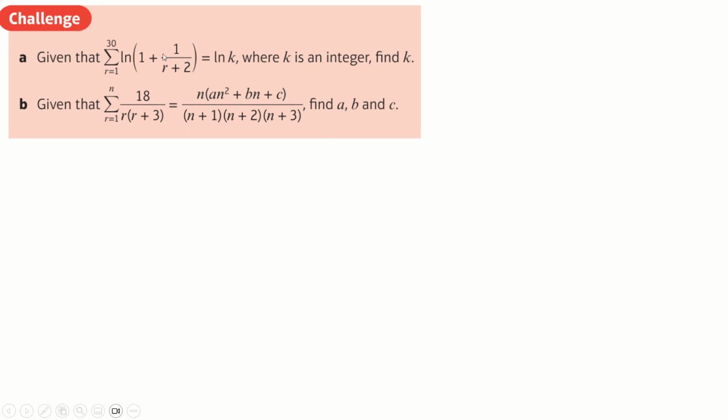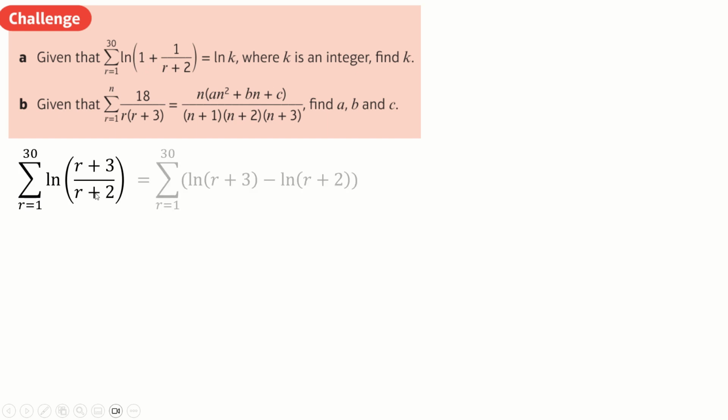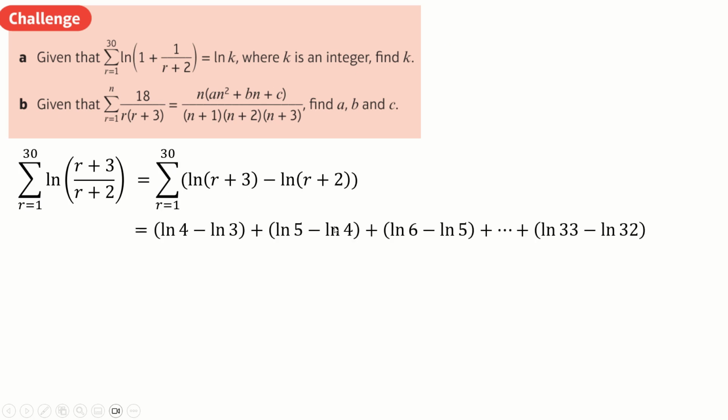Well, okay, let's combine these two things together in the fraction here. This is r plus 2 over r plus 2. Combine them to make this. Then split the log into being log of this minus log of that, because of course that's how logs work. When you put in the numbers here, you'll notice something happens: when you use 1, you get log of 4 minus log of 3. Then you use r as 2, you get log of 5 minus log of 4, and so on.